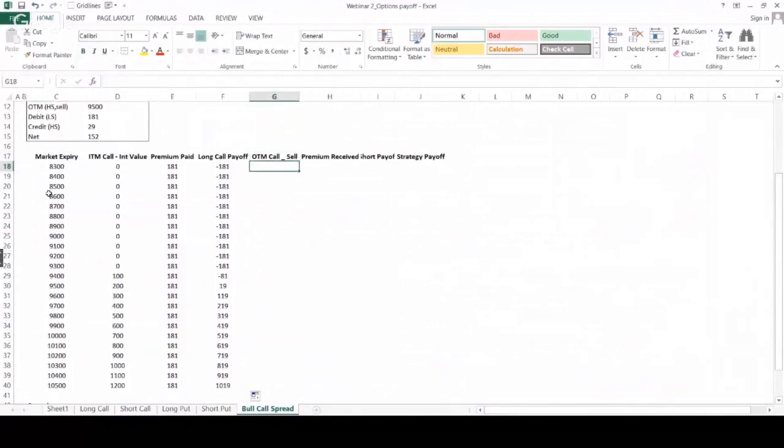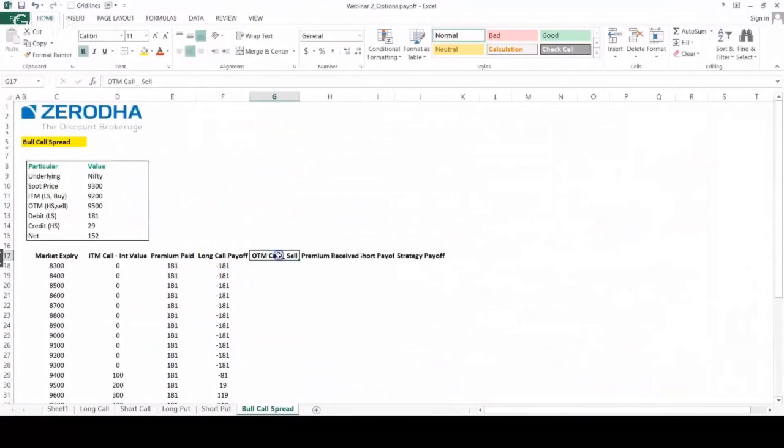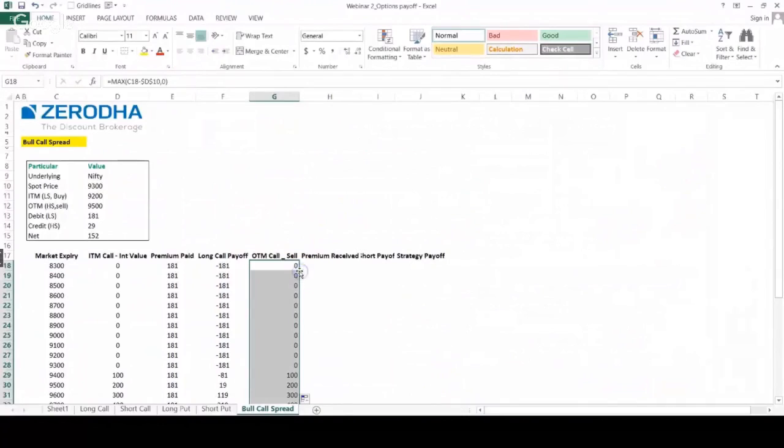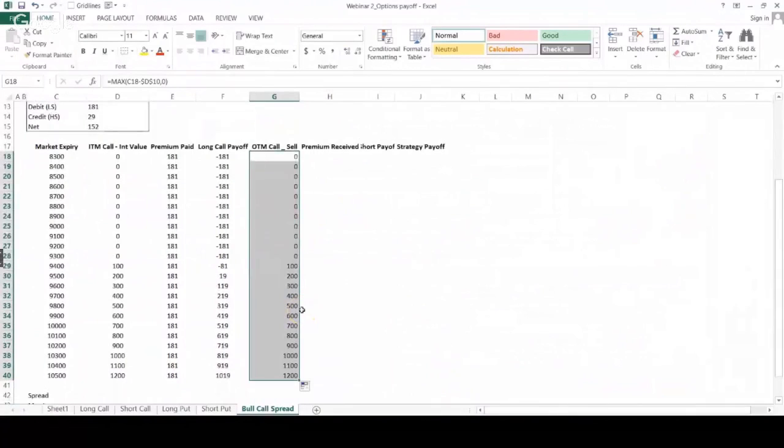Now, OTM call option, intrinsic value. Remember this is the intrinsic value. The intrinsic value will be max of, whether you're long on the option or short on the option, the intrinsic value will still be the same, right? So the intrinsic value will remain the same.